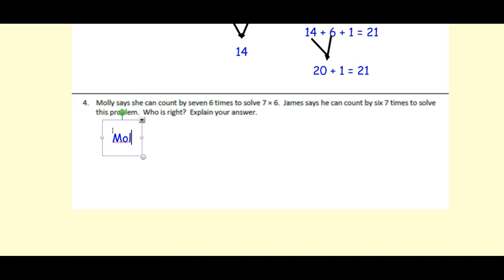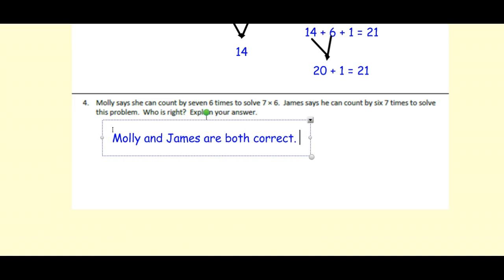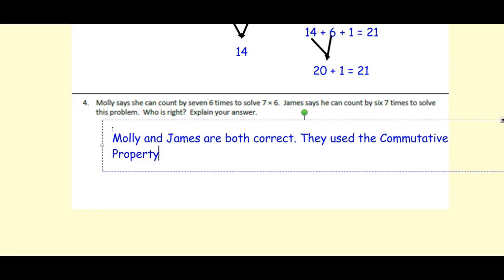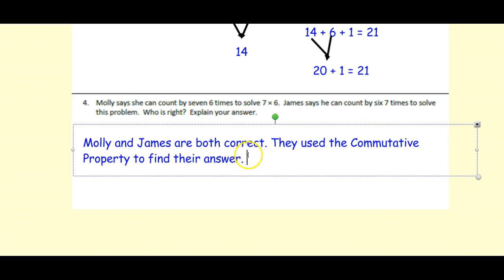So Molly and James are both correct. They used the commutative property to find their answer. And remember, the commutative property always tells us that it doesn't matter what order the factors are in, it's still going to give you the same answer.